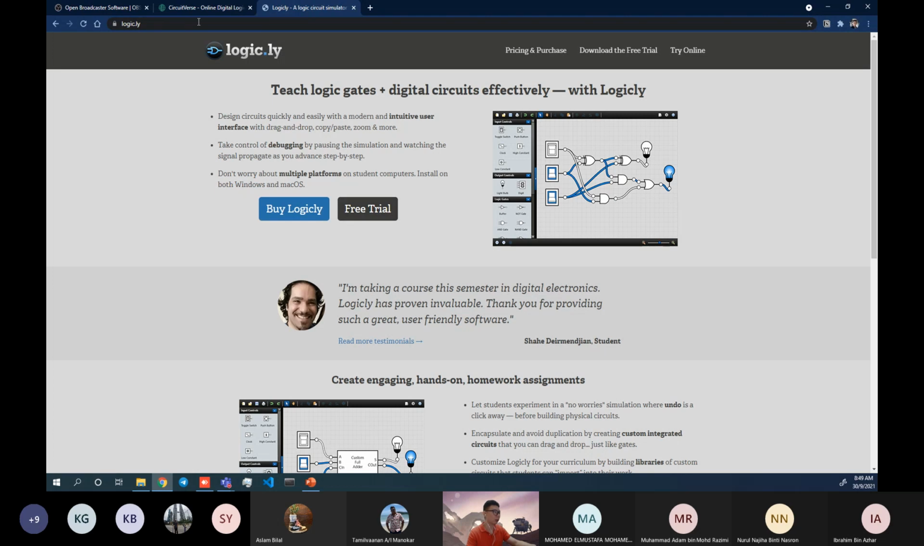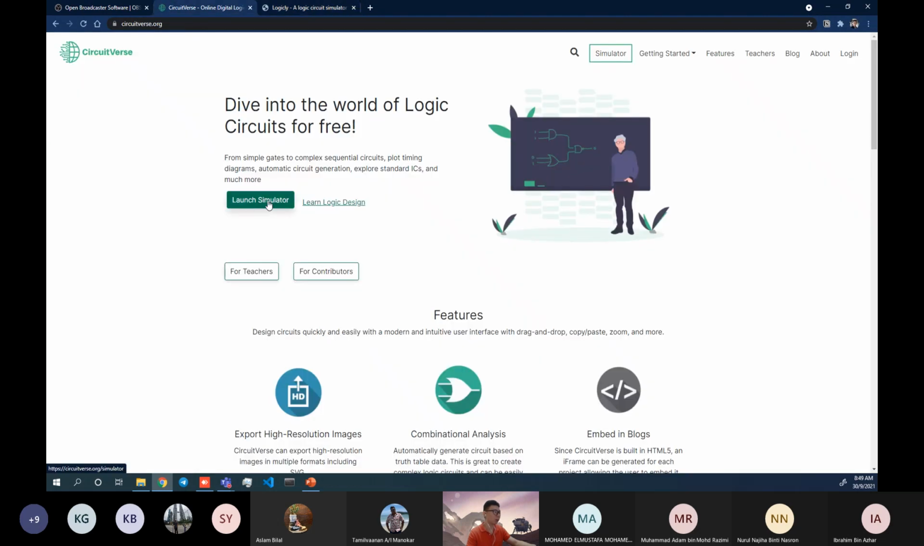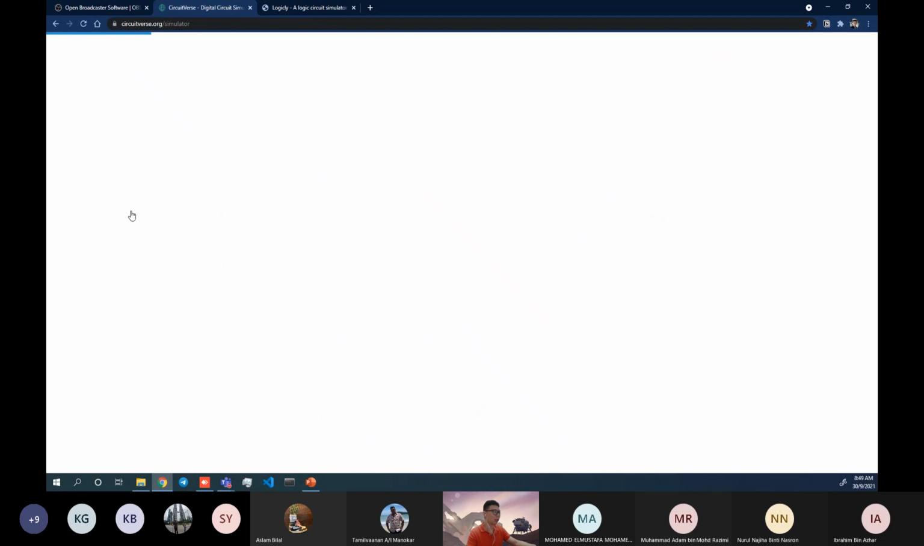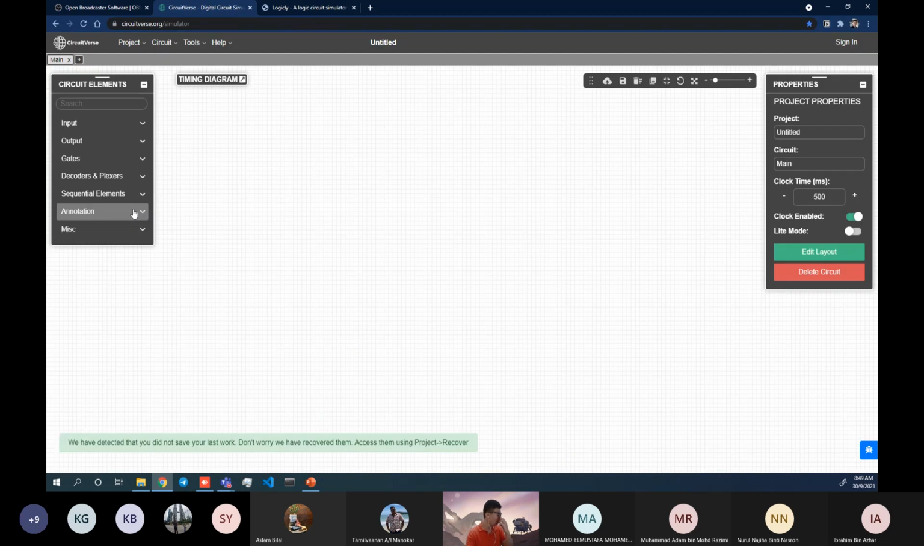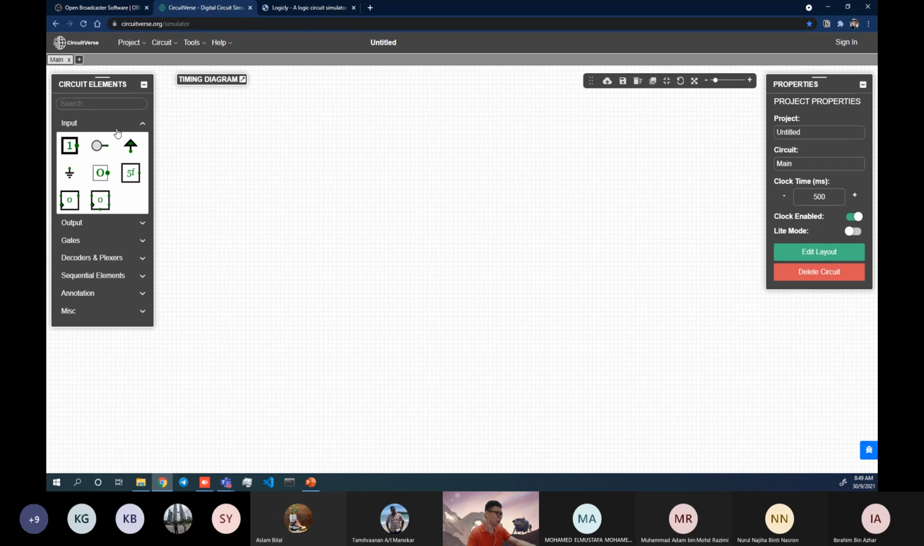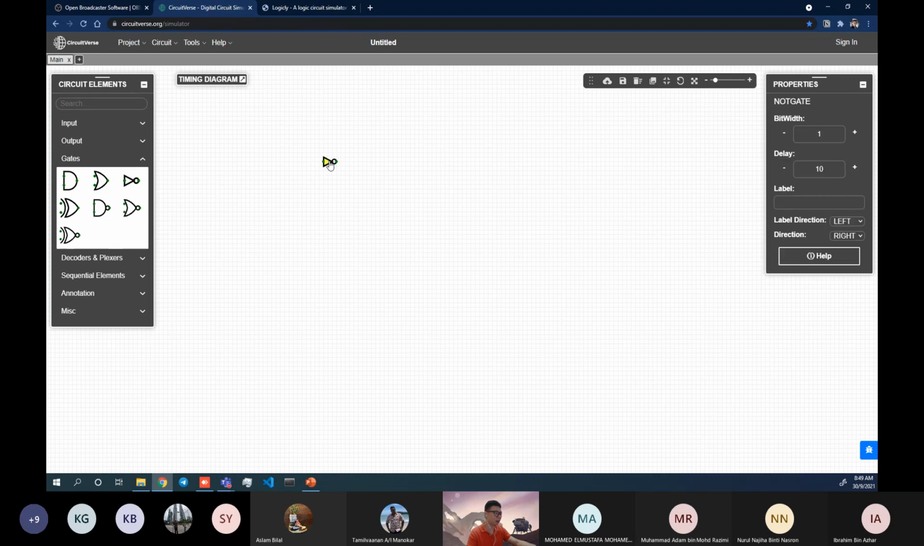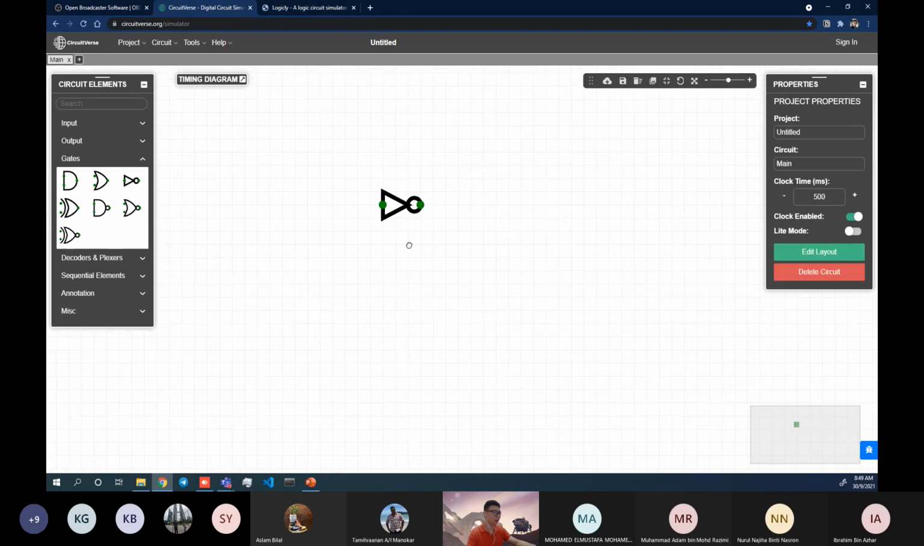So let's go through how to use this. If you go to Circuitverse, you can launch a simulator, and in this simulator you get a few elements. There's an input element, an output element, and there are also gates. These are all the gates that you can play around with. Let's start with the simplest of all. I'm going to zoom in.